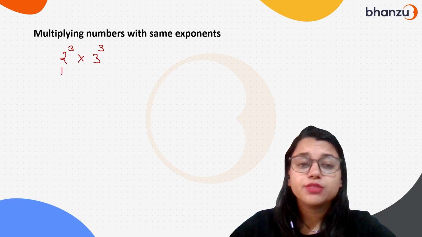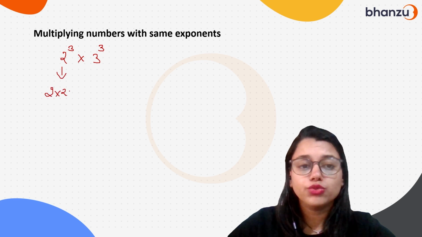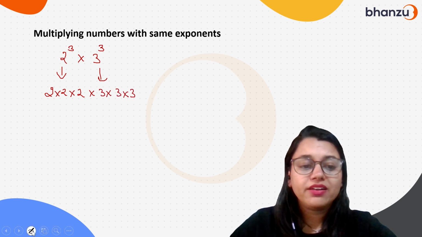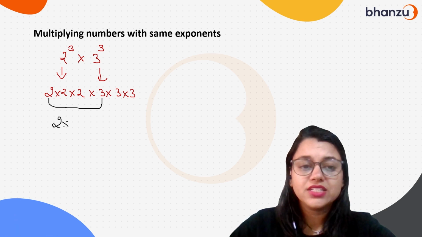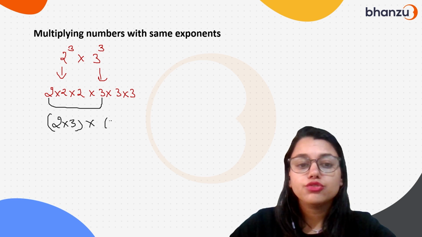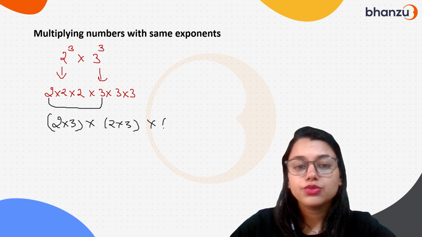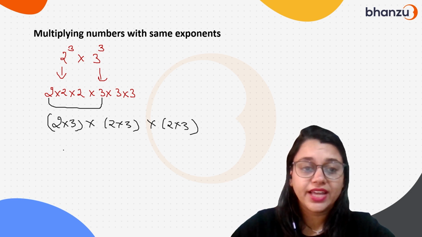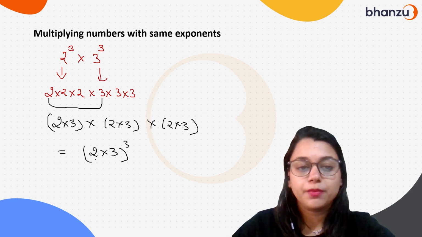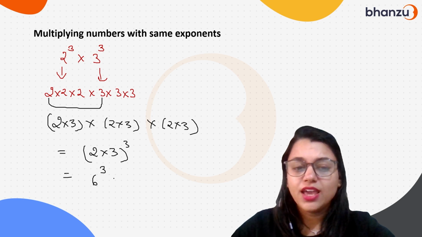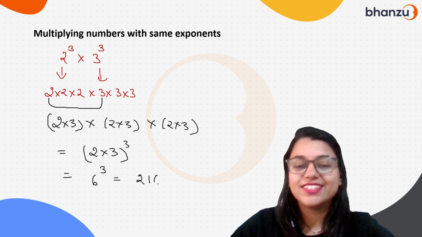Alright. So how will I expand it? I can write it as 2 into 2 into 2, and this can be written as 3 into 3 into 3. Now I'll rearrange this and club this 2 and this 3. So can I write it like this? 2 into 3 into 2 into 3 into 2 into 3, means 2 into 3, 3 times, which can be written as 2 into 3 whole raised to the power 3. And what is 2 into 3? That is 6. So it will be 6 raised to the power 3, which is nothing but 216.